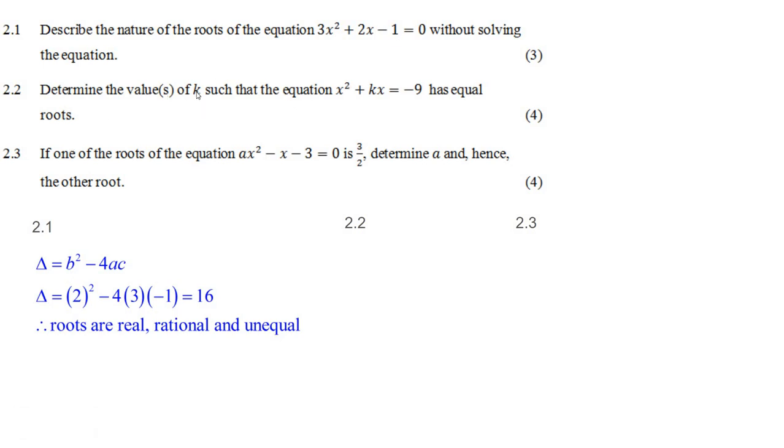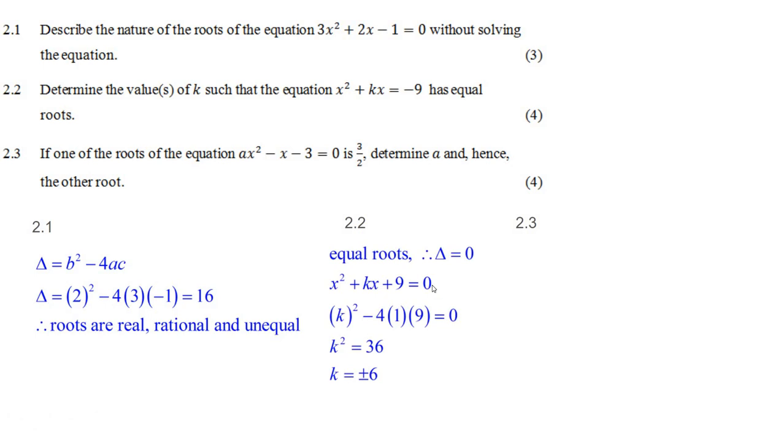Now it says determine the values of k such that this expression has equal roots. Well, first you have to, it's all about delta. What makes equal roots? When you're adding and subtracting 0. So we need to make delta 0.